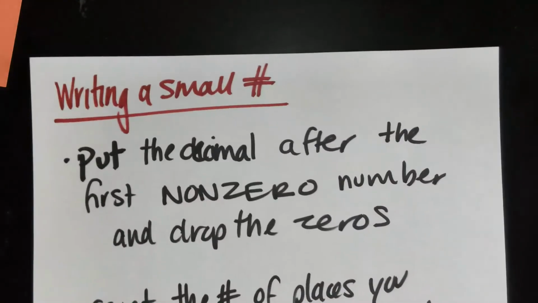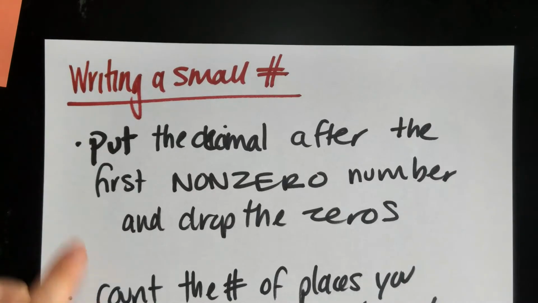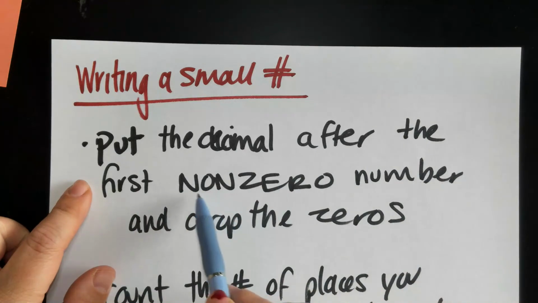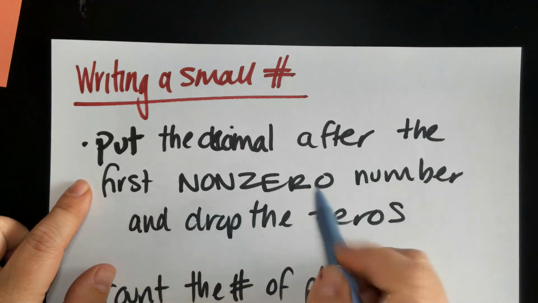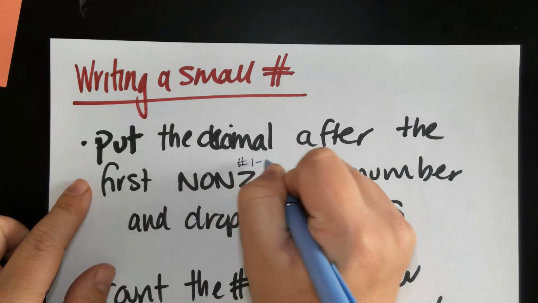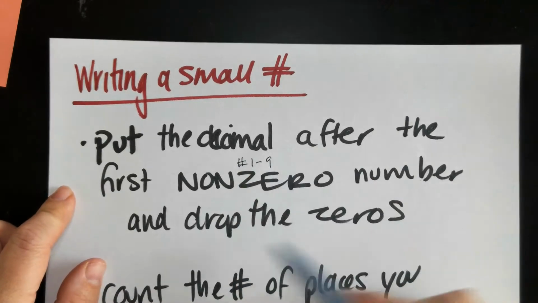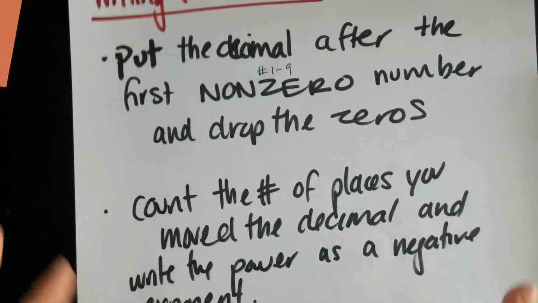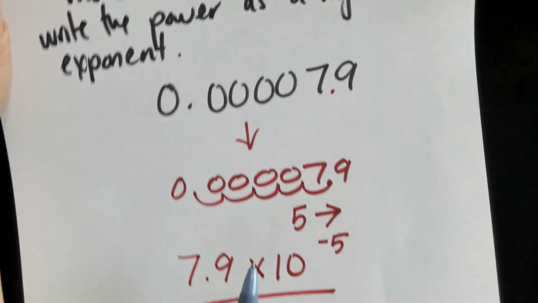When we write a small number, okay, same process as for number 1. We want to put the decimal after the first non-zero number. So remember, that's a counting number, 1, 2, 3, 4, 5, 6, 7, 8, 9. Numbers 1 through 9. And drop the zeros off the end. Again, you want to count the number of places that you've moved the decimal and make the power a negative exponent. Okay, so let's take a look here.